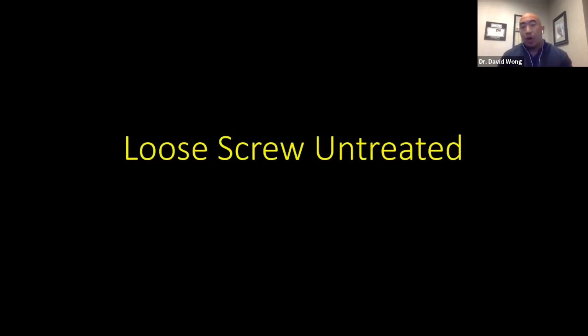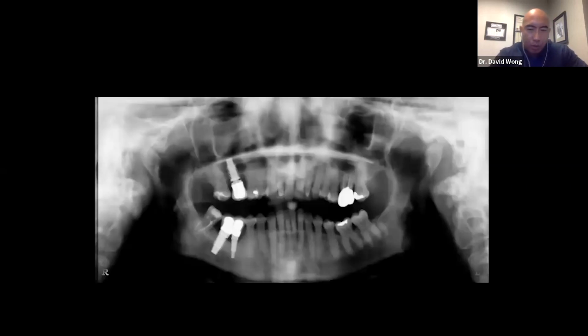What happens if you don't fix it? A lot of times patients don't understand that, or they don't realize that they have a loose abutment screw, and it's amazing what they don't know or what they're unaware of. So whenever you have a loose abutment screw, what you'll notice on a radiograph is that you'll have a gap between the abutment and the implant body. And it's important that we fix these things.